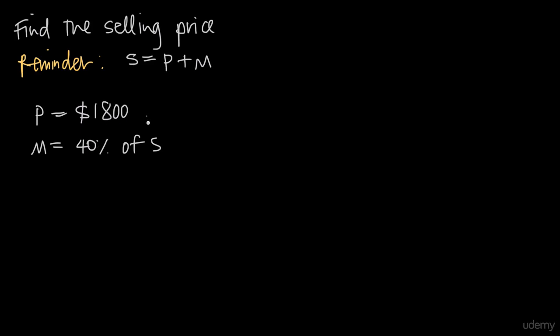In order to find selling price, we just need to plug these values into our formula and then solve for S. So here's what that's going to look like. We're going to say S is equal to, we don't know S because S is the selling price, and that's what we're trying to find, is equal to the purchase price. Well, we know that the business bought the item for $1,800, so we're going to say $1,800 gets plugged in for P. And then we know that the markup is 40% of the selling price. 40% of the selling price would be equal to 0.4 times S. So we can say plus 0.4 times S.